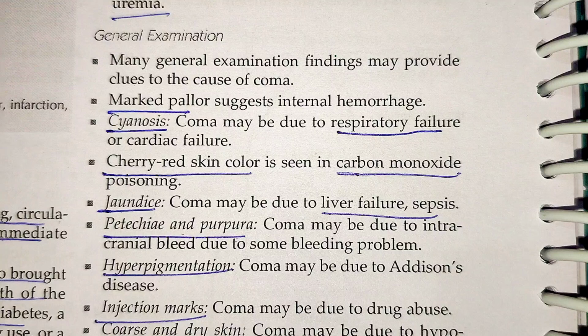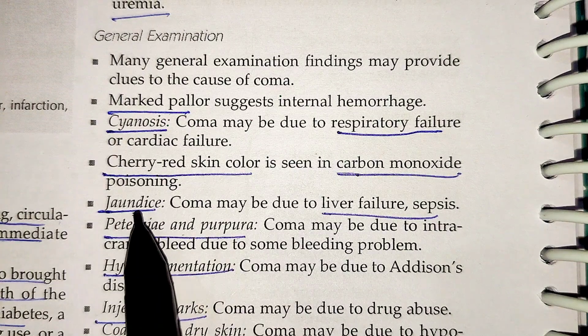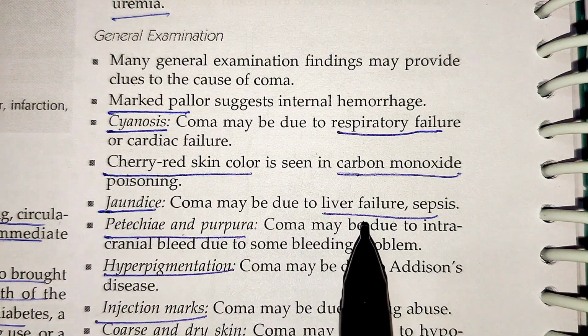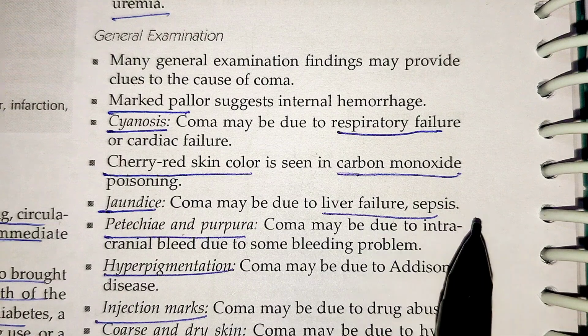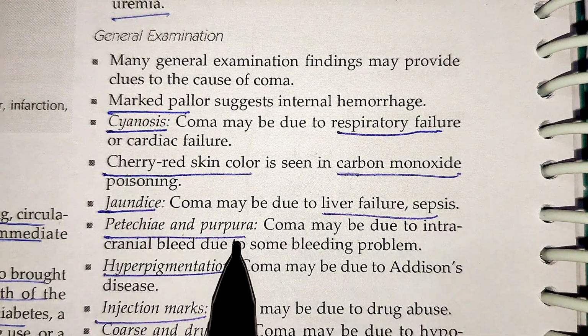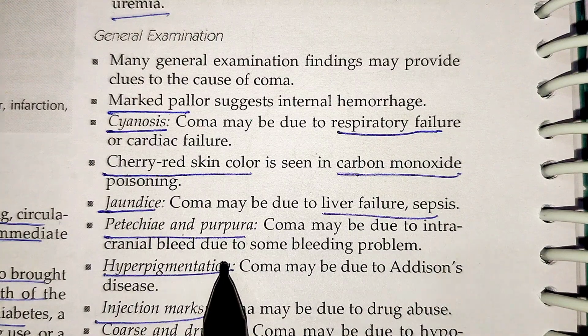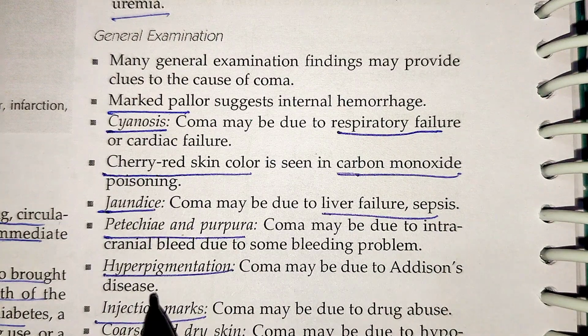Then, if the skin is cherry red in color, it suggests carbon monoxide poisoning, because only in carbon monoxide poisoning is cherry red color skin seen. So, carbon monoxide poisoning will be the cause of coma in case of cherry red skin. If there is the presence of jaundice, that is yellowish discoloration of skin, eyes, and all, in such cases, coma may be due to liver failure and sepsis. Petechiae and purpura: in those conditions, coma may be due to intracranial bleeding or some bleeding problem.